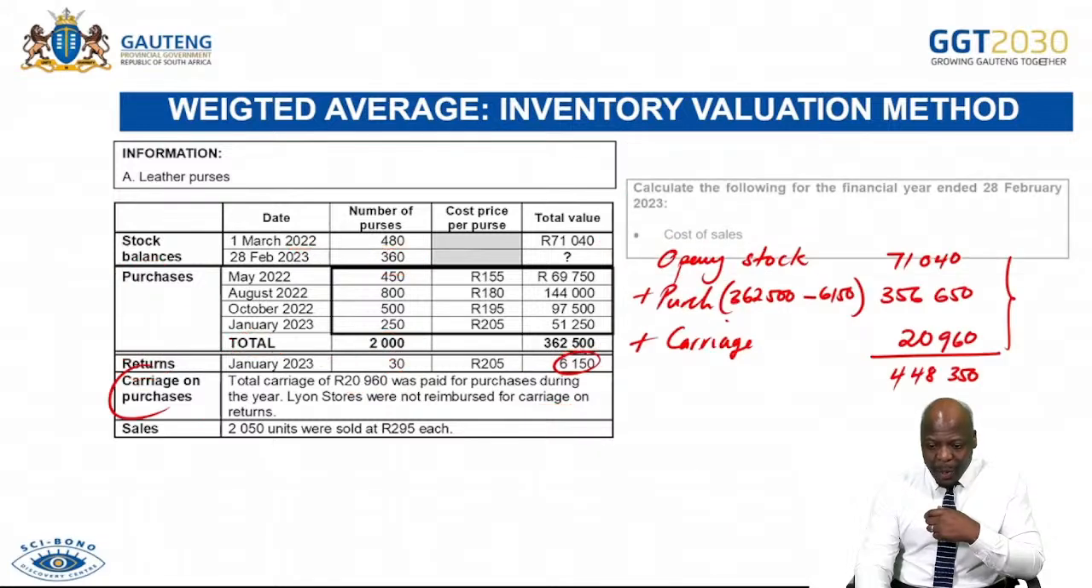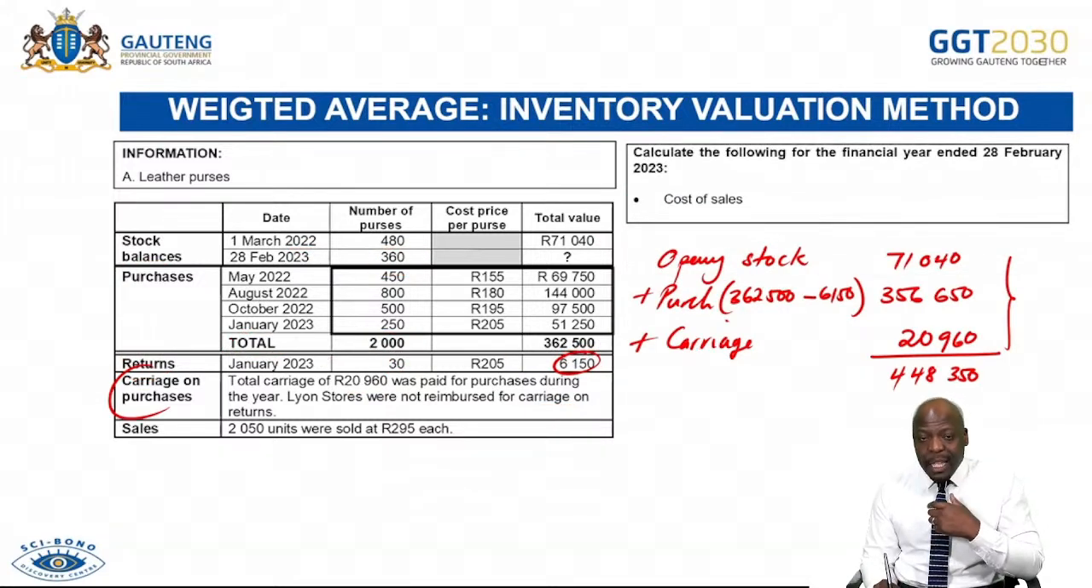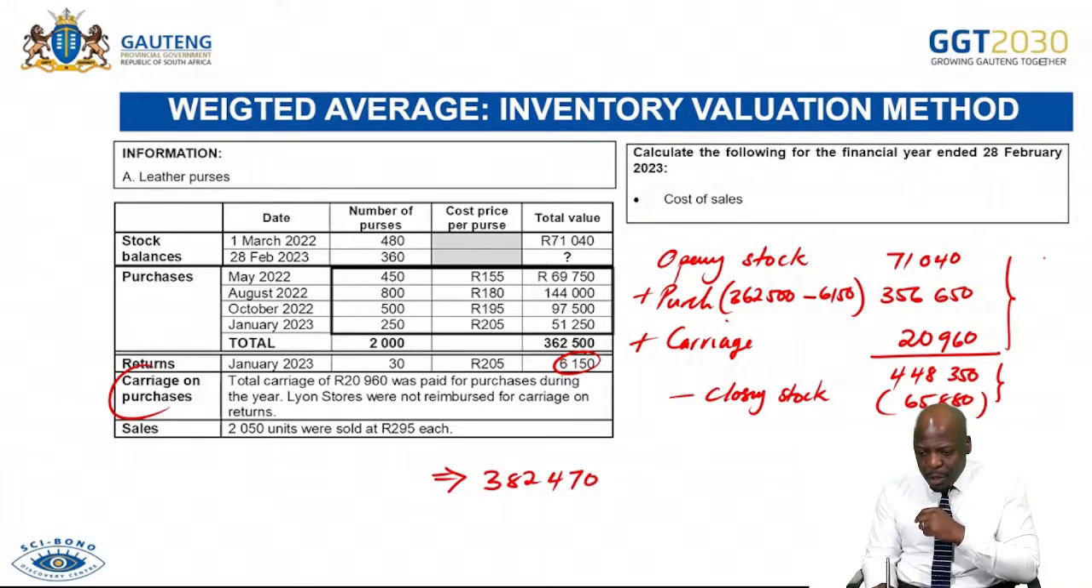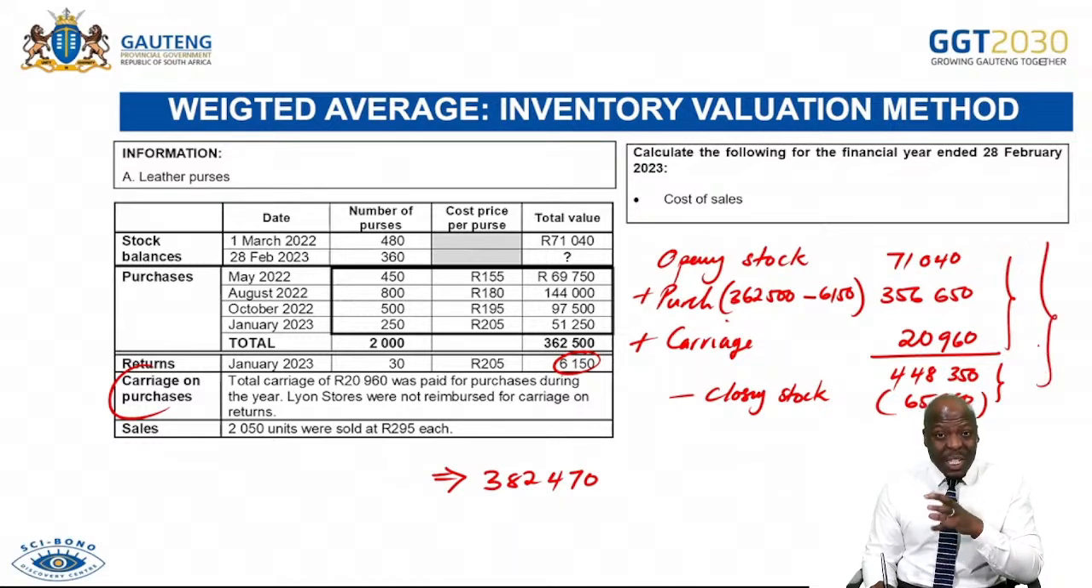Okay, so it means when I come here now, when I have my 448,350, the only thing that is left is to come and say minus closing stock. And my closing stock, in this case, remember, we calculated it. How much was that? 65,880. Get the difference between these two, then that will give you your cost of sales. Say it again. 382,470. Okay. But I told you, this was a long way.